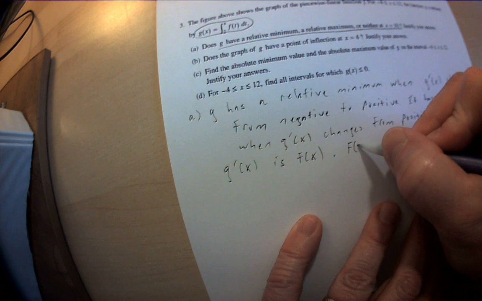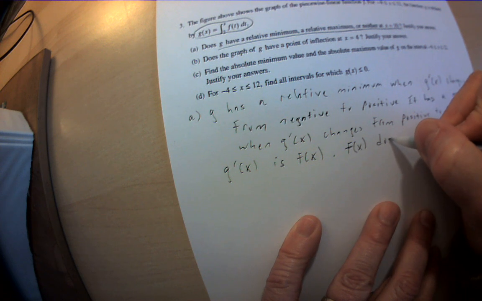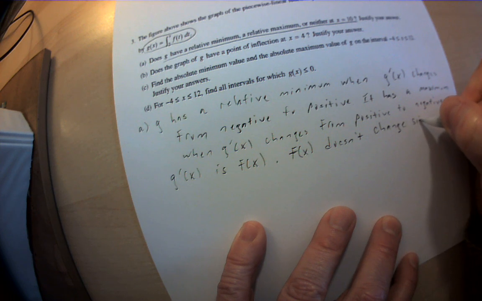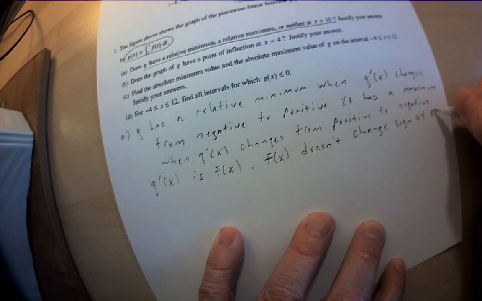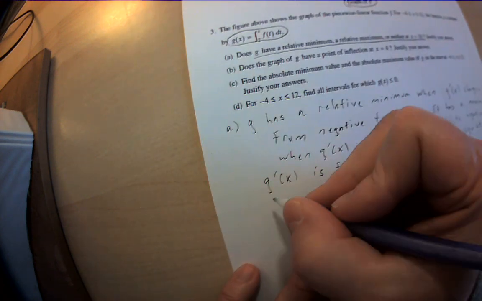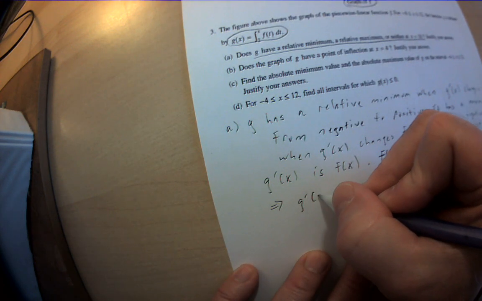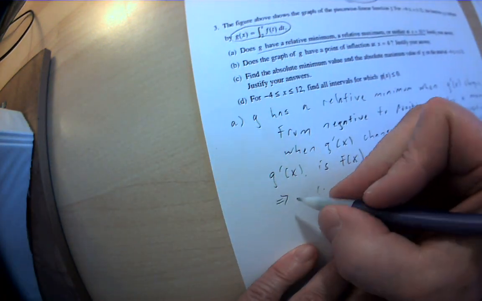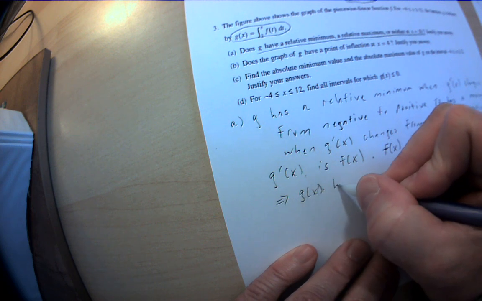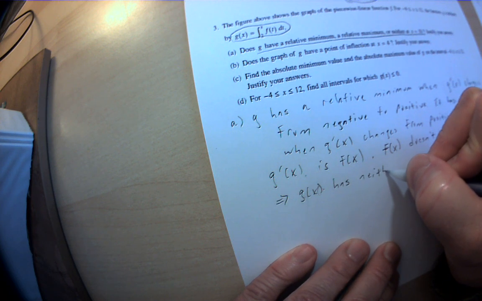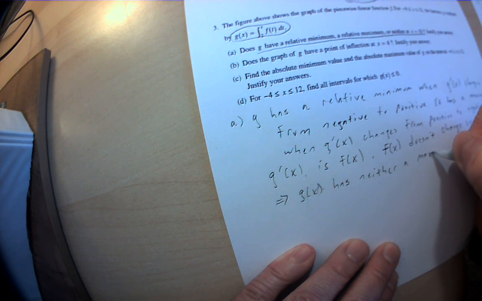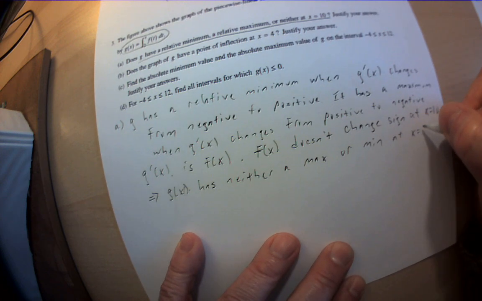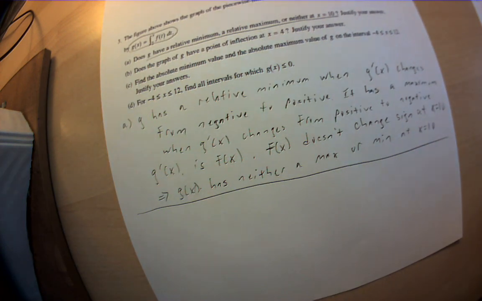f of x doesn't change sign at x equals 10. Therefore, g of x has neither a max nor a min at x equals 10. Okay? That's the answer to A. A little bit wordy, but that's the answer.